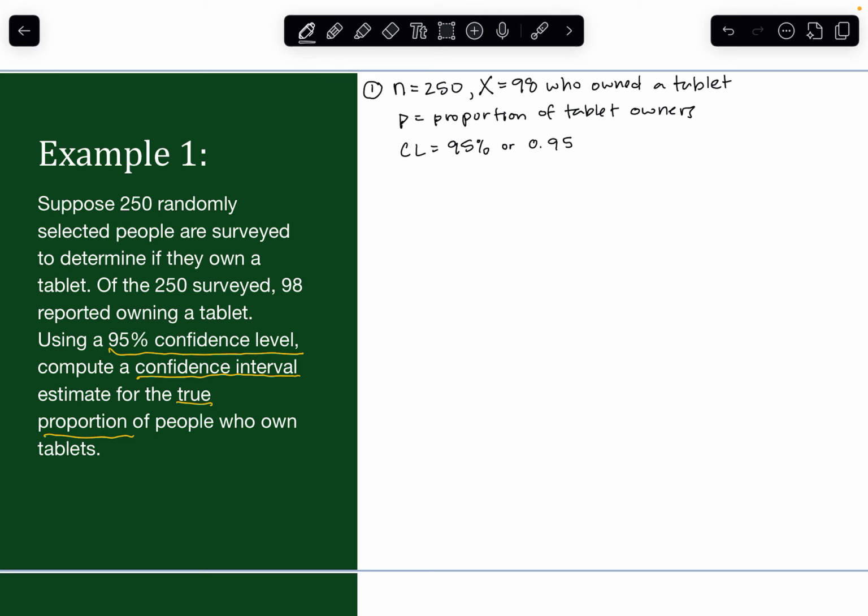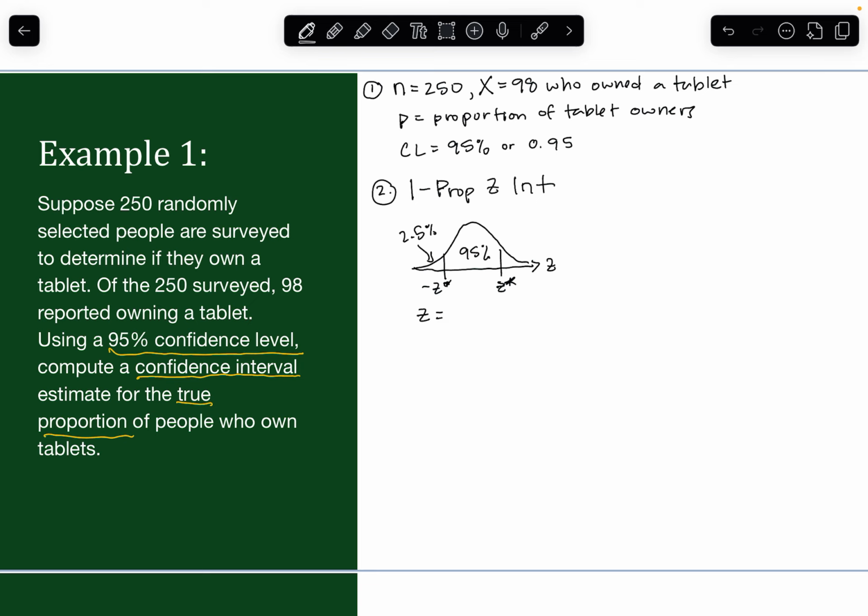My next step, 2, is the plan. I'm asked for a proportion. So this is a 1 proportion confidence interval, 1 prop z int. I know my critical value is a z value, so I'm going to do that first. We know 95% is in the middle, 5% cut it in half, 2.5 in each tail, negative z star, positive z star.